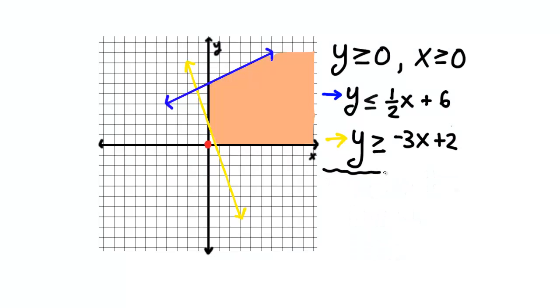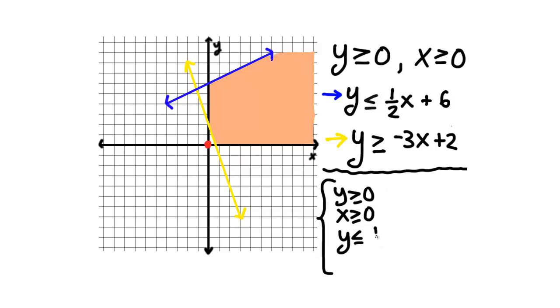Alright, so now we can wrap it up. Let's make it look nice. We'll use the brace here. We know we're going to need y is greater or equal to 0. That one goes first. It doesn't really matter with the order. And then x is greater or equal to 0. And then we have the blue boundary line, which is represented by this inequality here. Y is less than or equal to 1/2 x plus 6. And the last one, the yellow boundary line, is represented by this inequality here. Y is greater or equal to negative 3x plus 2.